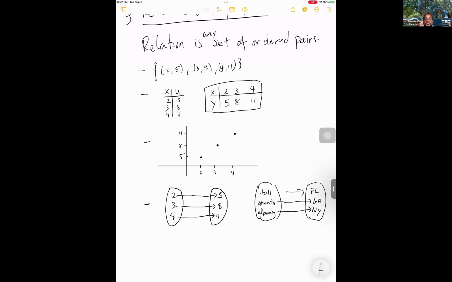The point is you just have ordered pairs. The first value means something, the second value means something else, and the two things are linked. It can be a sentence, it can be an information, it can be a mathematical operation, and of course, for this class and our purposes, it will be mainly mathematical operations. Questions there?